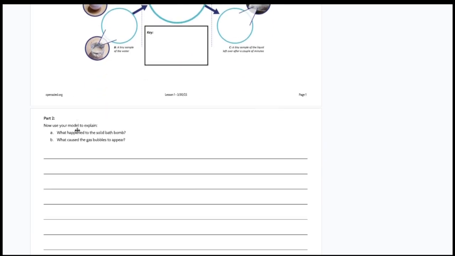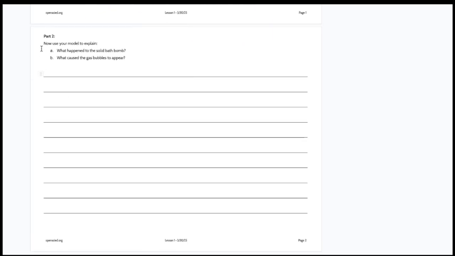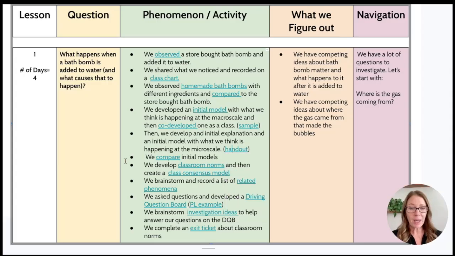And you will see that there's also a part 2 where they're going to explain what they think is happening, what happened to the solid, and what caused the bubbles to appear. So a little written explanation. This is what we consider an initial written explanation. And then we're going to get together and we're going to compare our initial models.